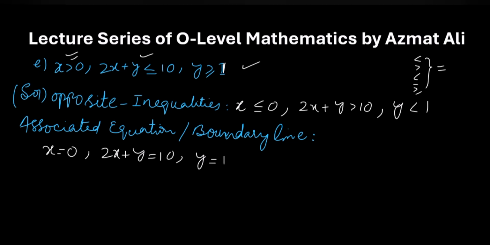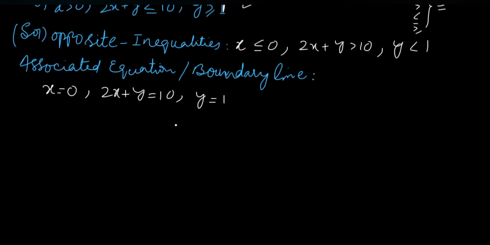Now you can see here the two boundary lines are in one variable. This is in one variable x, and this is also in one variable. So x is equal to 0 is a vertical line, and y is equal to 1 is a horizontal line. And as this equation has both variables x and y, this is neither horizontal nor vertical, this will be an oblique line. X is equal to 0 is actually the y-axis. This is your y-axis.